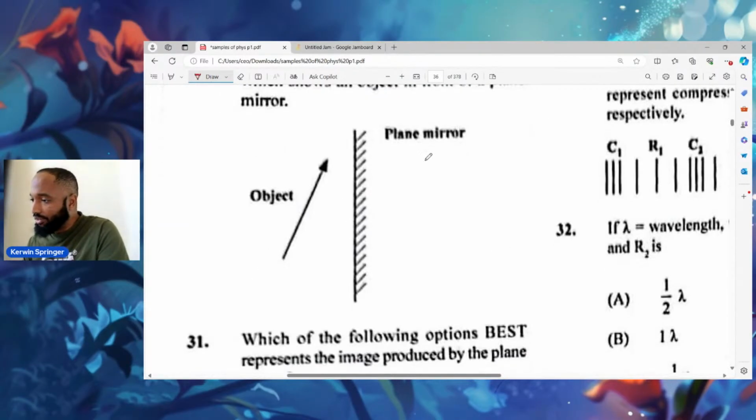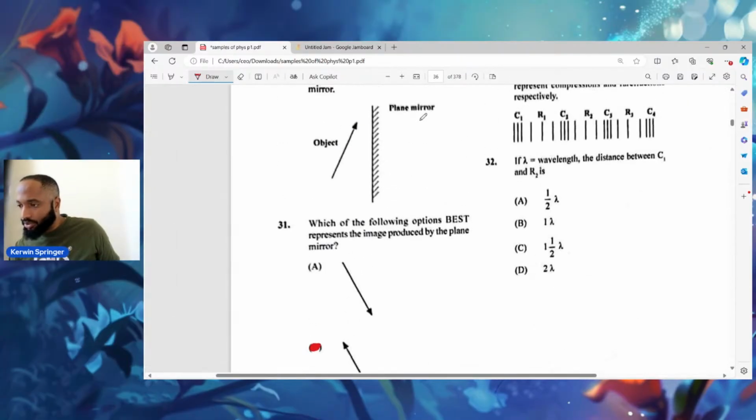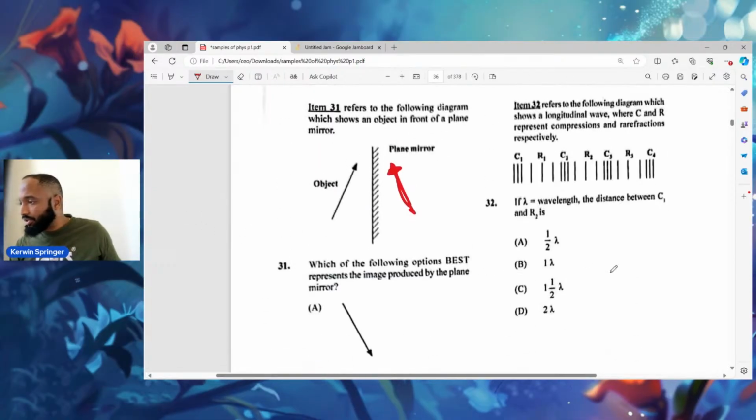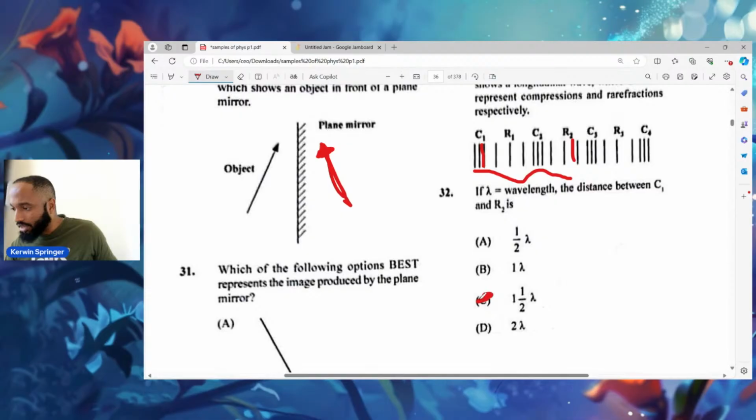So you have an object here, you have the plane mirror there, and they're trying to figure out what is the image. B. Image could be like this. So, right? B. So if this is the wavelength, the distance between C1 and R2, think of this like a crest, trough, crest, trough, like 1.5 wavelength. 1.5. Understand?